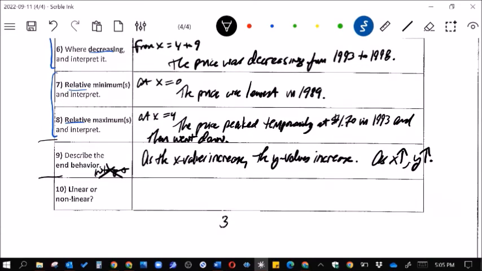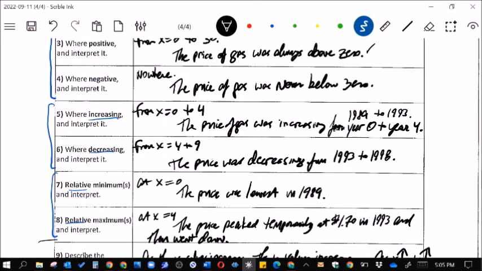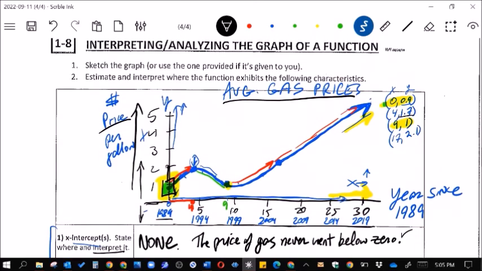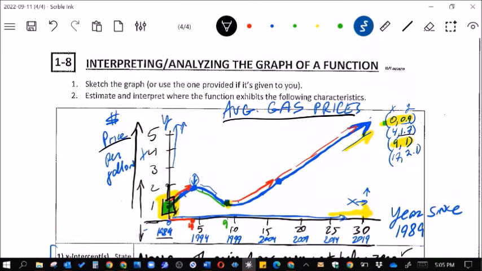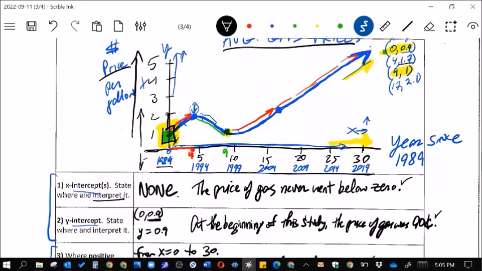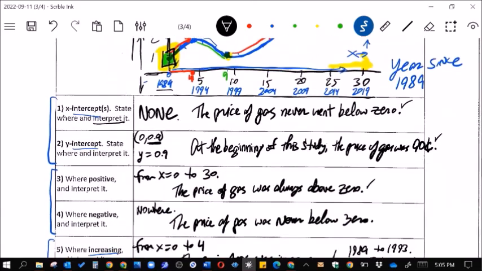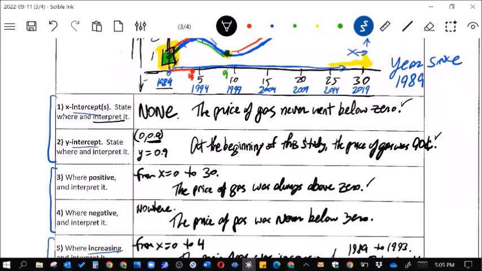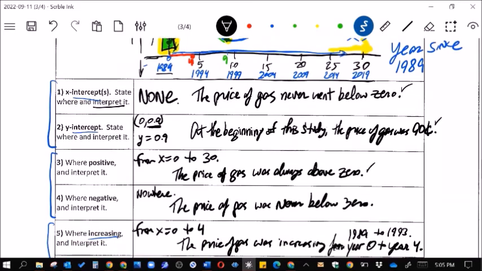The last part, linear or nonlinear. Well, linear would be a straight line, and although one part of it might be considered straight, the whole thing is definitely not. So it's definitely nonlinear. So this can hopefully help with understanding how to look at a graph and take it apart, or the different parts of it, take it into pieces and figure out at each little part of it what they mean.